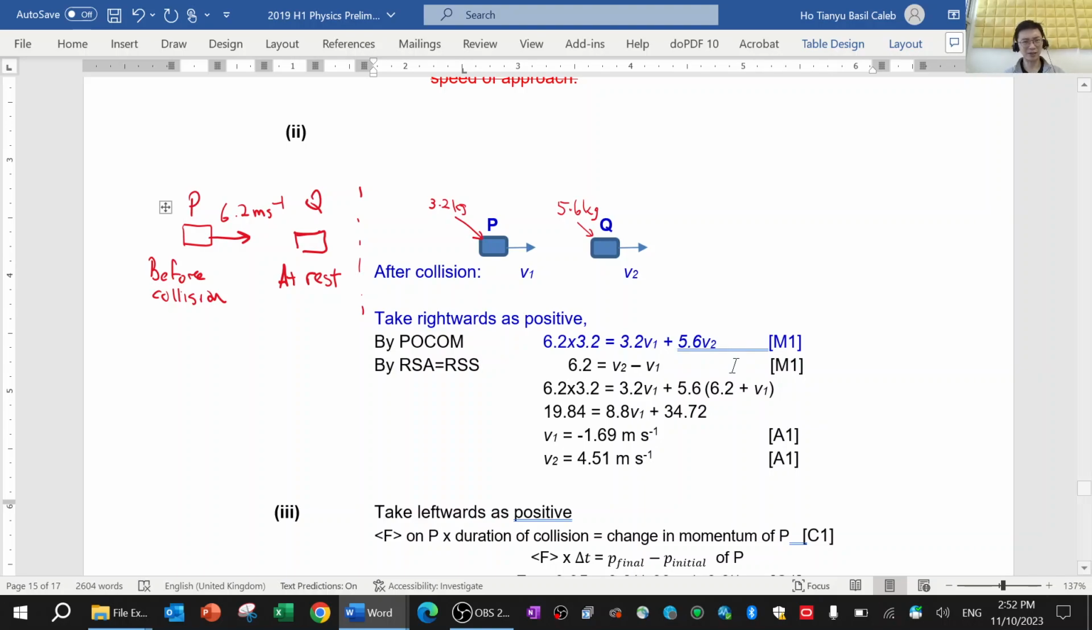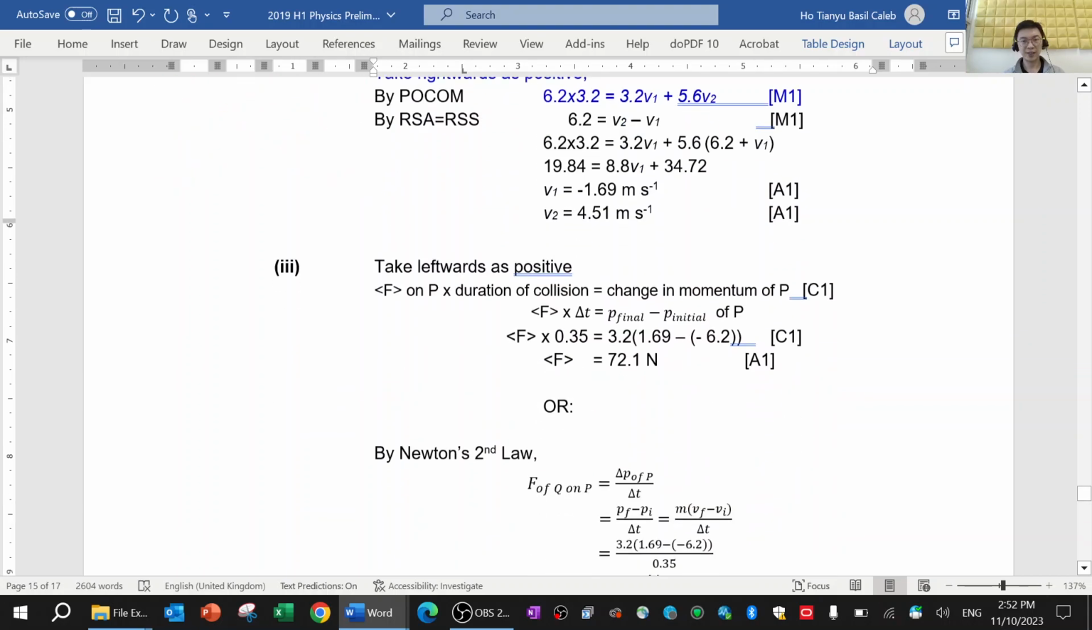Next is just mathematical solving. You should get these two values. V1 being negative means it's pointing to the left. V2 is positive means pointing to the right. Okay, oh, part 3. That means I should change this. Take right as positive. So please forgive me, I wasn't very consistent. Here, you must have the negative of a positive value.